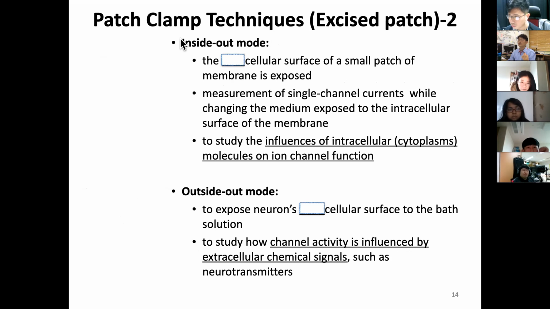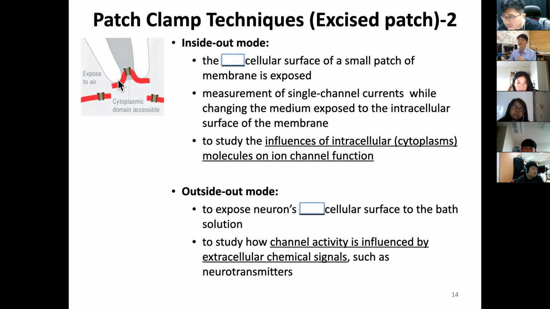So another patch clamp technique is called inside out and outside out. That sounds a little bit weird, but let me talk to you. We have a cell attached mode, okay? And you already sucked it mildly enough to have a gigaseal. Now what you can do is you slowly, gently pull it off. Then what happens? This lipid bilayer can tear apart. You actually can have this single ion channel detached. So now with this, you can actually study a single ion channel.